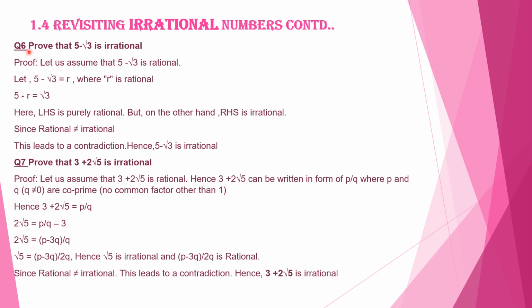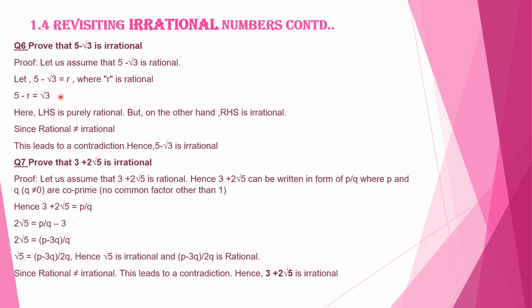Okay, question number 6. We have to prove that 5 minus root 3 is an irrational number. So again, the approach will remain the same. We are going to assume that 5 minus root 3 is a rational number. So let 5 minus root 3 be equal to r, where r is a rational number. Now how can you represent it? 5 minus r will become root 3.